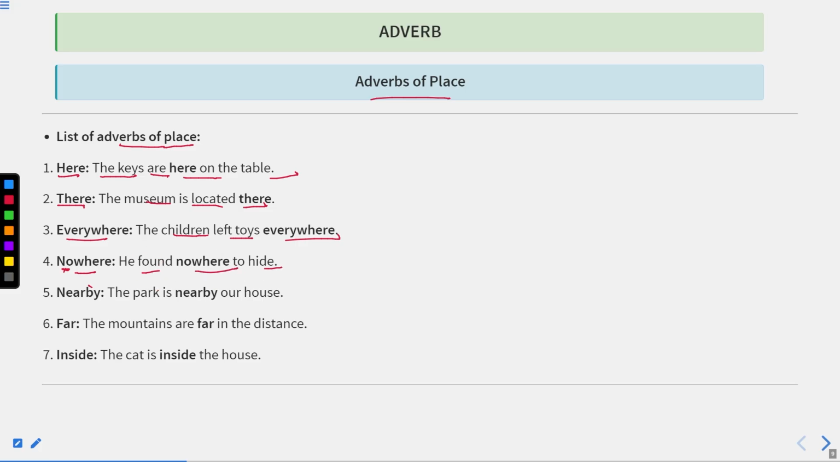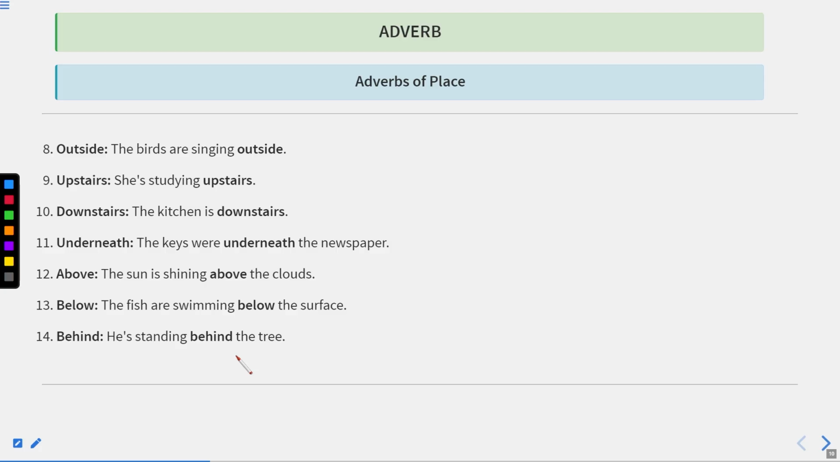So he found nowhere to hide. Nearby. The park is nearby our house. It means near and by, which is very near or close to our house. Far, the mountains are far in the distance. Far means at a distant place. Inside, the cat is inside the house. Inside means within the house. Outside, the birds are singing outside. Upstairs, she is studying upstairs. Downstairs, the kitchen is downstairs. Now, when you can see the stairs at home, when you go upstairs, everything located at the above place is upstairs, and what is in the down part of the house or the basement part is downstairs. Okay, the kitchen is downstairs.